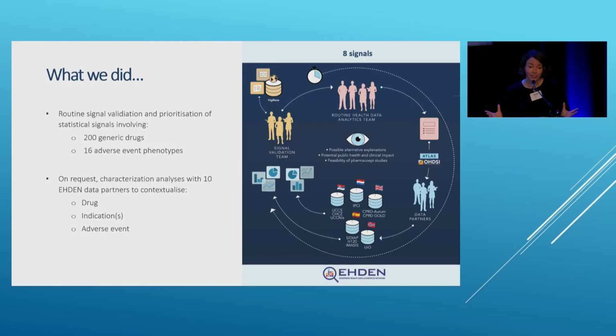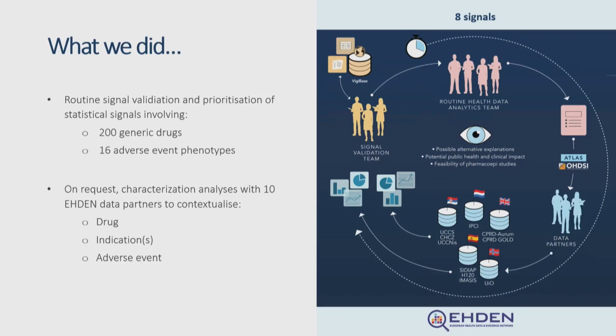Well, we selected statistical signals that involved a generic drug and a reported adverse event term mapped to one of the 16 phenotypes that have been developed by OHDSI for the research on COVID-19 vaccines. Then we did signal validation as usual, with the only difference being that the signal assessors could now ask specific questions regarding the signal, which they could not answer using the regular sources of information, to an analytics team of OHDSI experts. This team then translated these questions into scripts, which were executed by 10 data partners who participated during the study-a-thon and then returned their relevant findings to the signal validation team.